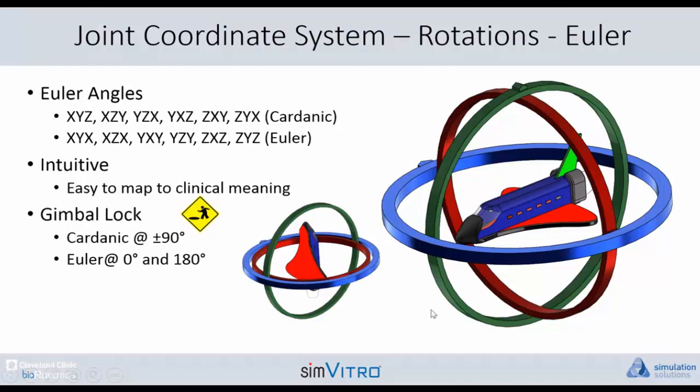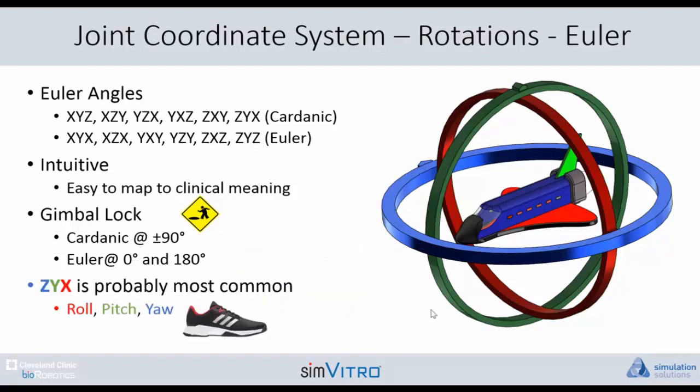The nice thing about Euler angles is they're easily mapped to clinical meaning. We can look at a rotation about a femur or a tibia, and in those local coordinate system axes, the trouble is we have gimbal lock, and if you're doing Cardanic rotations, that's going to be when the middle axis is at plus or minus 90 degrees. And if you're doing Euler rotations, it's when that middle axis is 0 and 180.